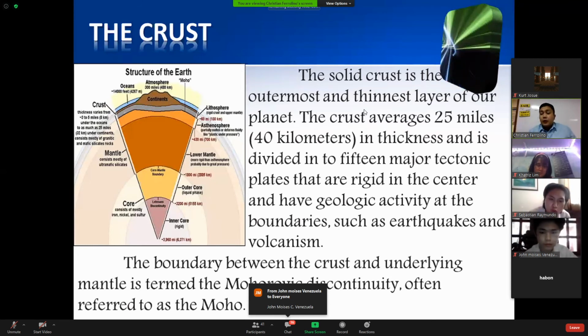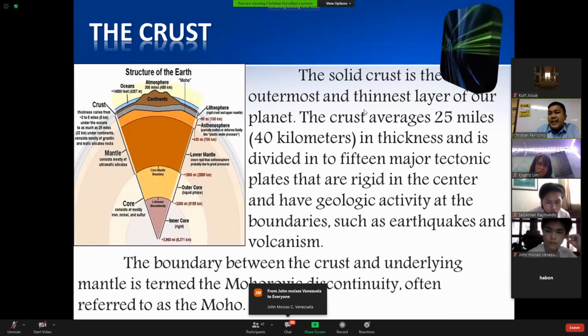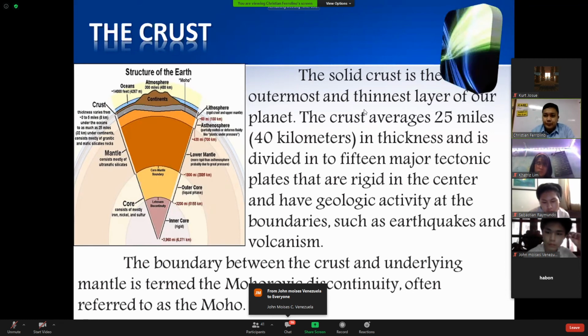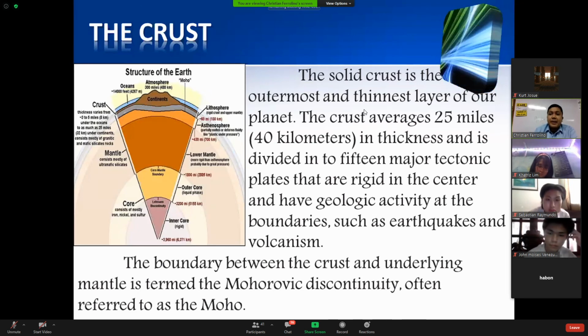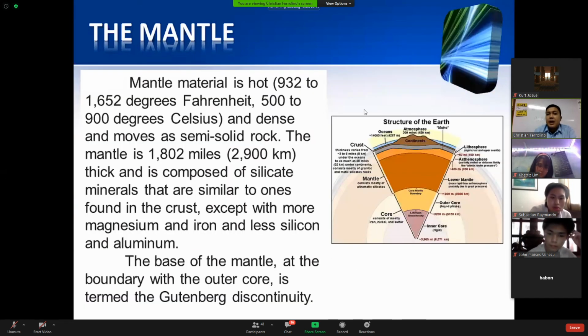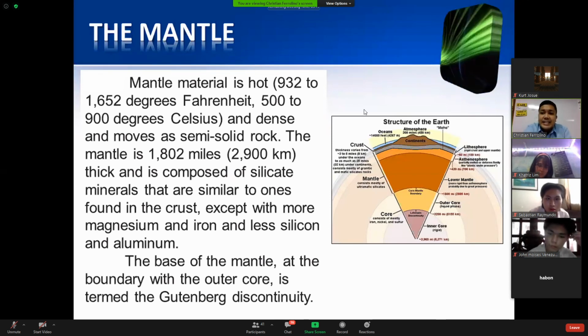Okay, and often referred to in layman's terms as Moho, or Moho discontinuity. Okay, now after we cross the path that separates the crust from the mantle, we now proceed to the mantle itself.